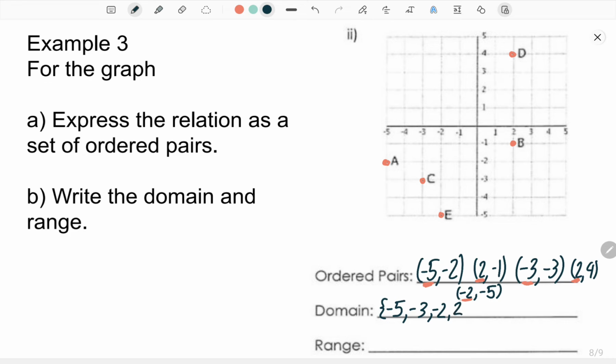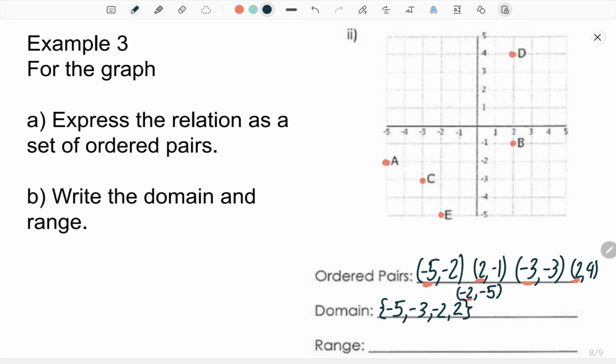So if it repeats, as long as we have it once in our domain, that tells us that x reaches a value of 2. We don't need to write it again. So that's another important point for the domain and range. You don't have to repeat values in those sets of numbers. When we have that set of numbers, we're just saying at some point, somewhere in the relation, that number 2 shows up, whether it's once, whether it's twice, or more than that.